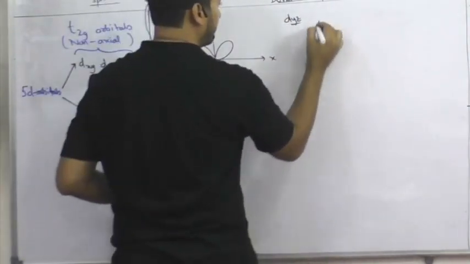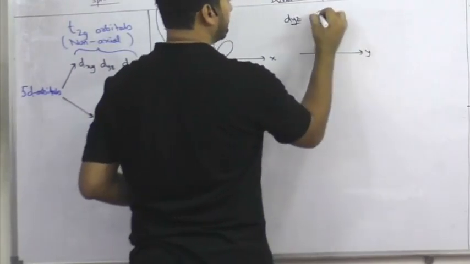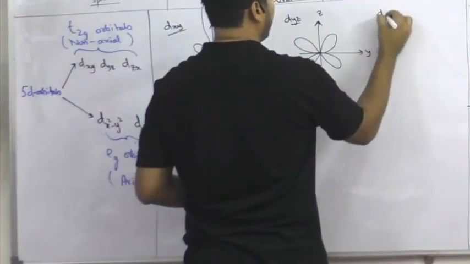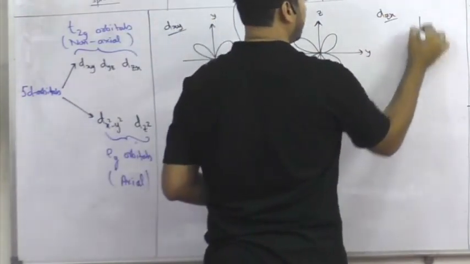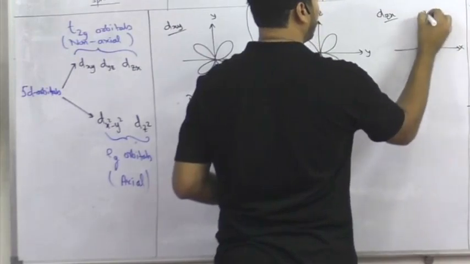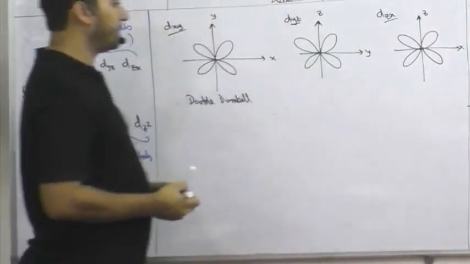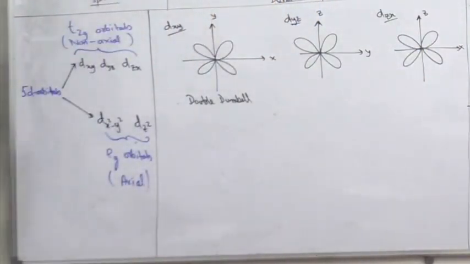dyz looks like this. Same shape, but between the y and z axis, and dzx also looks the same. Same shape, but between the x and z axis. Iska 3D diagram I will be giving you as a handout today. So dxy, dyz and dzx are exactly the same looking orbital, but they are present in different planes. dxy is in the xy plane, dyz is in the yz plane, and dzx is in the xz plane. Straightforward.